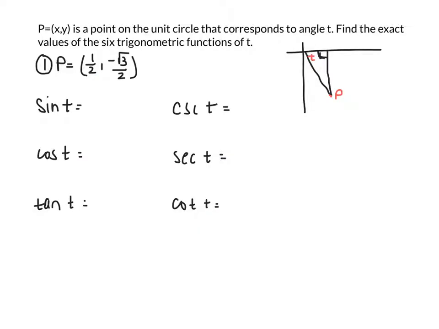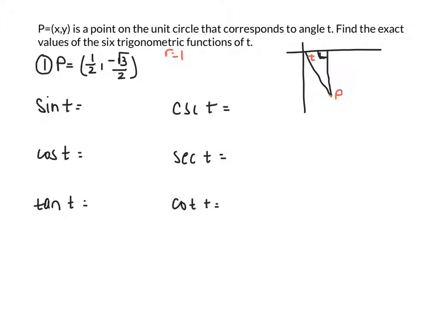So here's an example. It says P is (x, y). In this case, it's (1/2, negative root 3 over 2), and it's a point on the unit circle. The fact that they're telling us this is the unit circle means that r is equal to 1. And it corresponds to some angle t. I have a little picture here. It's down in the fourth quadrant. Here's angle t, or you could also say this big angle is angle t. We want to find the exact values of the 6 trig functions for angle t. So we're not actually solving for the angle, we're just finding the ratios.